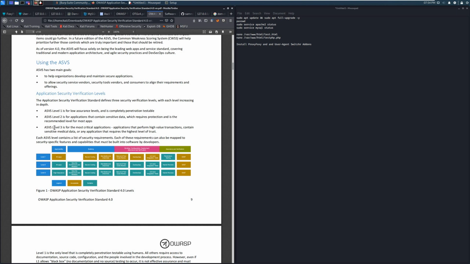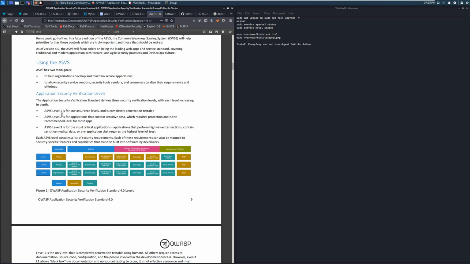And then the formal definition for level 3 is for most critical applications, applications that perform high value transactions, contain sensitive medical data, or any application that requires the highest level of trust. So from my experience, I actually skip ASVS level 1. I usually do recommend to my clients the ASVS level 2, and for most critical applications, ASVS level 3.